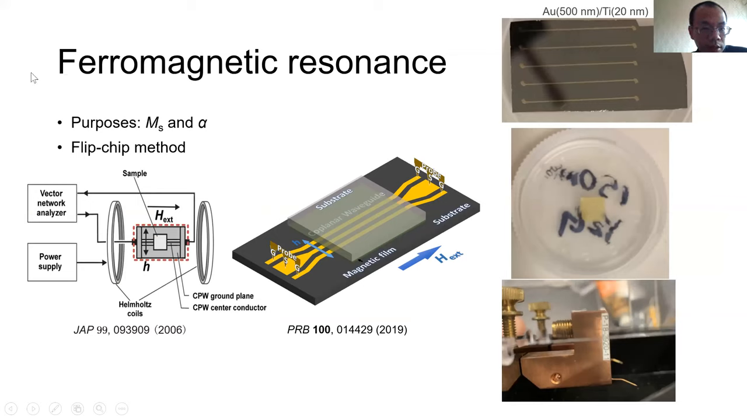For the measurement, we also use ferromagnetic resonance. This is a schematic for the FMR experiment using the VNA, vector network analyzer. Two probes land on the CPW, the coplanar waveguide, and then the magnetic film samples are placed face down on this coplanar waveguide, and then we do the measurement.